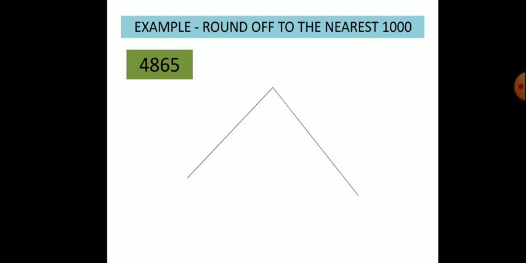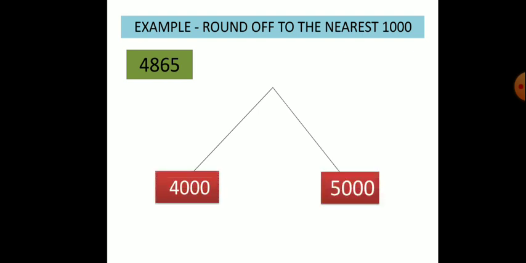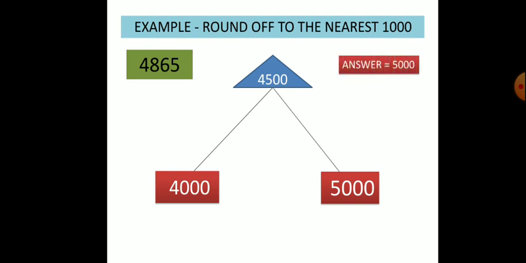Let us see one more example children. 4,865. First we draw a number line. Then we will see where this number will come. It is between which two numbers? It is between 4,000 and 5,000. And now we have to write the mid number also, that is 4,500. Now again first we will see the hundreds place. The mid number is 4,500, and the number we have to round off is 4,865. Now 4,800 is greater than 4,500, so it will round off towards 5,000. So the answer will be 5,000.